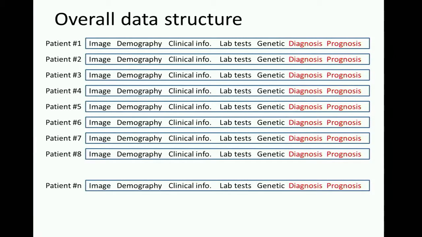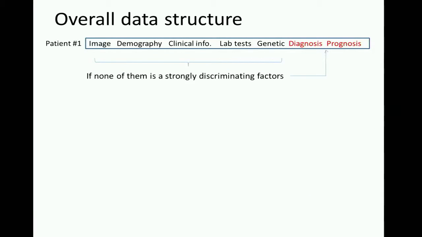This is one of the big data we have. And as I said, in those gray zone diseases, the challenge is none of this is a strongly discriminating factor. That means, for example, if this is Huntington's disease, if we go right into genetics, we have a very strong discriminating factor that leads to the diagnosis. But in many dementia, for example, if I pick any one of them, we cannot reach the diagnosis. So that is a challenge.